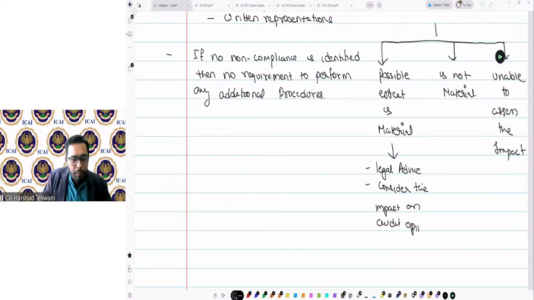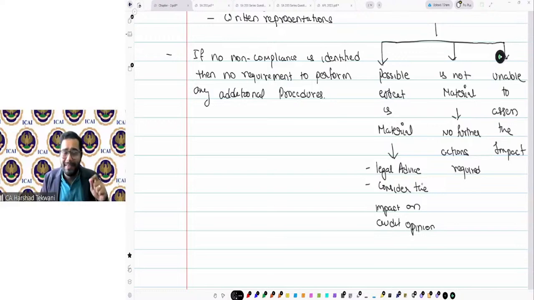When it is non-material, fine, it's not material. Leave it. You won't do anything further. No further actions required. Now, again, if I say I'm not able to assess the impact, then what I need to do is seek legal advice or consider the impact on the audit opinion, because I am not able to assess the impact. I need to go to someone else to seek advice, and then I will consider the impact on my audit opinion.